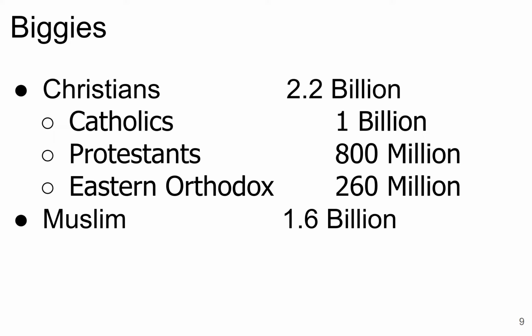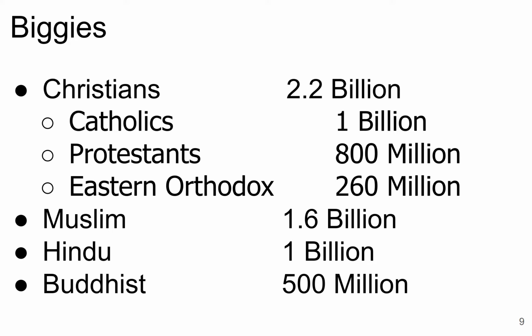Muslims, 1.6 billion. Muslim or Islam is the fastest growing religion. We'll talk about that later. Hindus, about 1 billion Hindus. However, as I keep saying, they're almost all in India. Buddhists, about 500 million. It's tough to keep track of Buddhists because they would be the religion that would have no problem being Buddhist and Hindu, or Buddhist and some sort of Christian denomination.